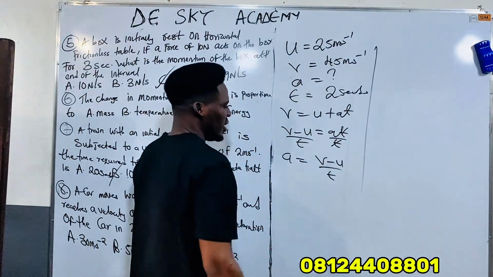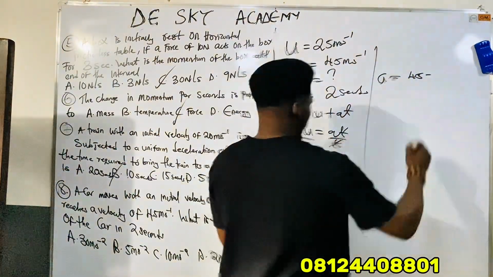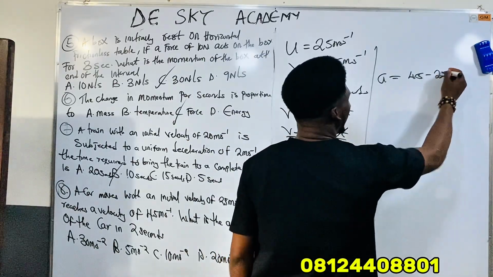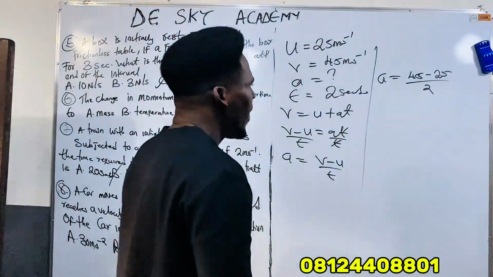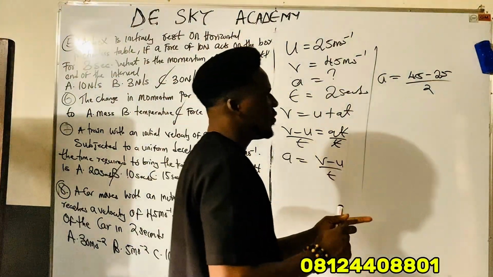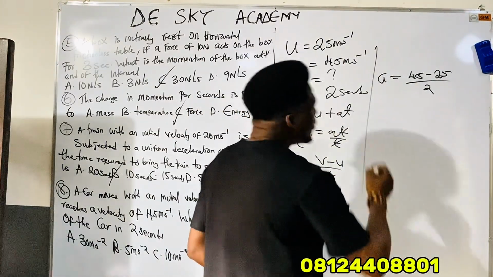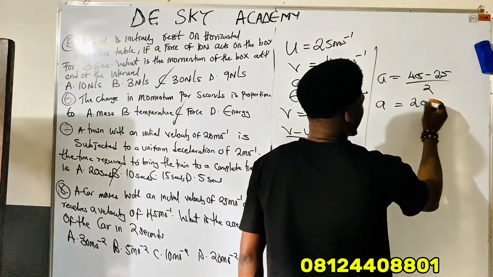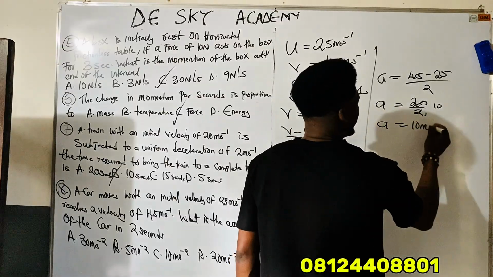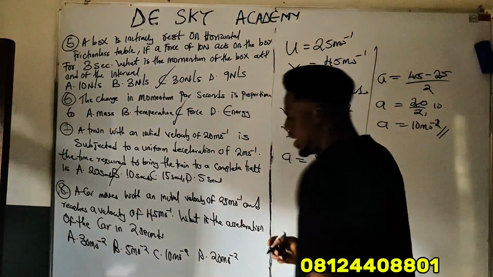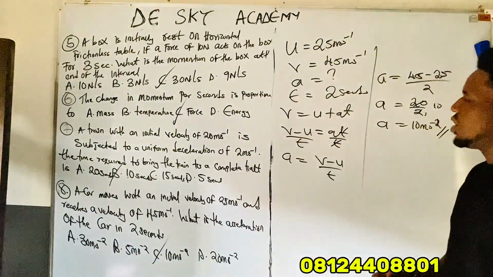So I'll now have it that a is equals to what is v? Final, which is 45, minus u initial, which is 25, all over t, which is 2. 45 minus 25 is 20. So we have that a is equals to 20 divided by 2, which is 10. That means my acceleration is 10 meters per second square. Do we have 10 meters per second square in the options? Yes, option C.